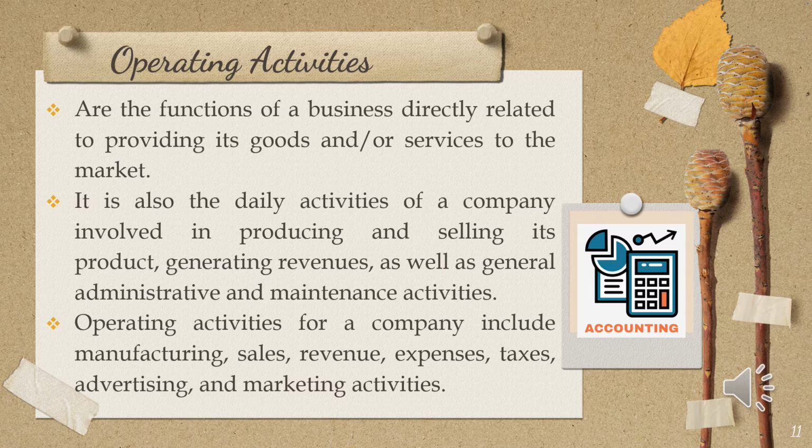Operating activities for a company include manufacturing, which means creation of new products either from raw materials or components, sales and revenue. Magkaiba po yung sales sa revenue. Sales po is income generated by a company from selling their goods and services to their customers, while yung revenue naman po is the income generated by a company before subtracting any expenses from the total. Yung revenue is greater than sales because revenue is the money you make from sales.